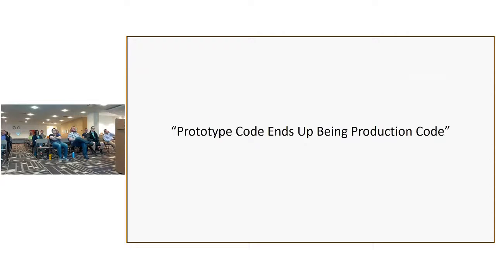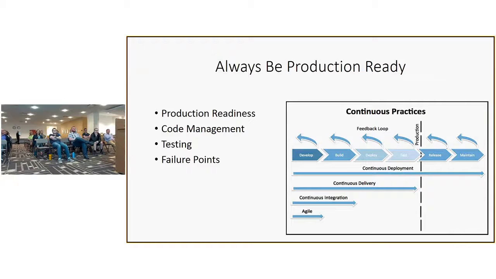Well, in this new world, not only does prototype code end up going to production, we encourage it, but we encourage it with proper verification, proper testing. So prototype code ends up being production code. And why? Because we always need to be production ready. So this is my third principle. Always be production ready. And it kind of escapes people. What exactly does that mean? Always be production ready. What does that mean?